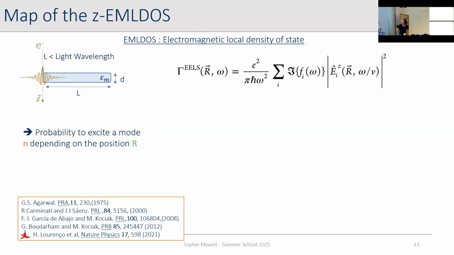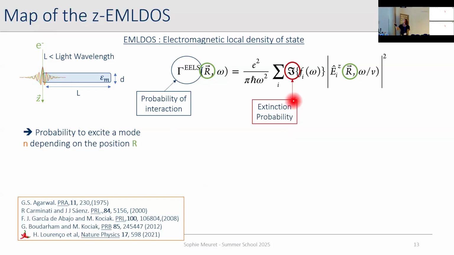There are a few things that I want to point out. The first thing, okay, this is a probability of interaction between your particle and your electron beam. This is depending on the position, okay? So this is why we are talking about mapping. Depending on the position of the electron beam, that's going to change, and that's why we are happy to have a very small probe. As you can see, it depends on the imaginary part, and that's because of the thing I said at the beginning, that EELS is sensitive to extinction probability and not emission probability.